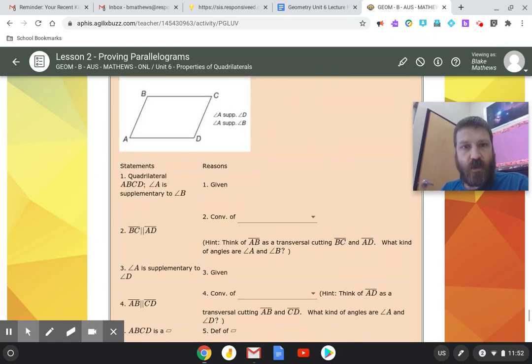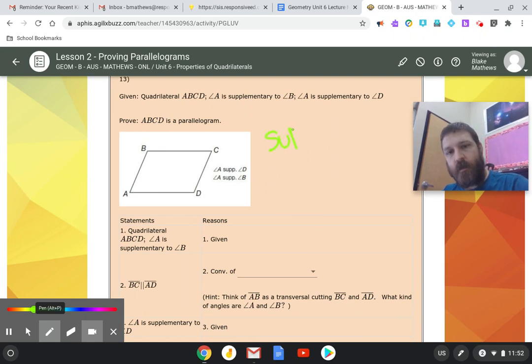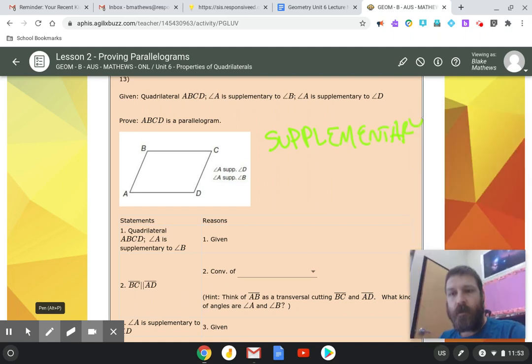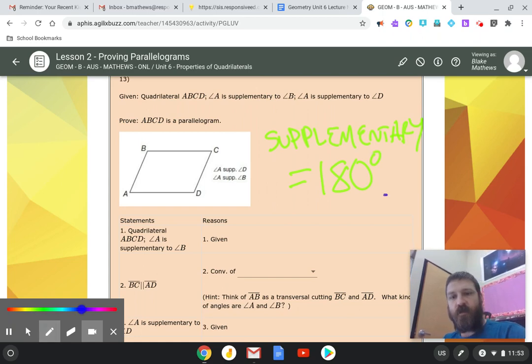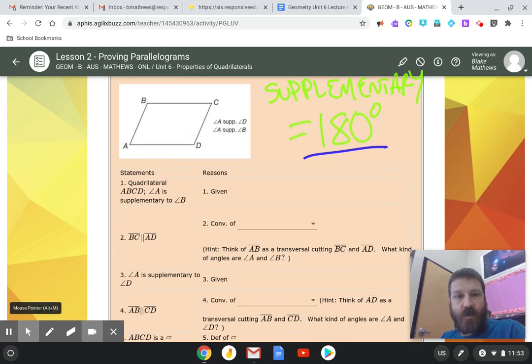So let's follow through. We've got a quadrilateral ABCD. We see that A is supplementary to D and A is supplementary to B. Remember, supplementary means that they add up to 180 degrees. So that's important for you to remember. This 180 is key. So let's look at what they have here. We have this information given.